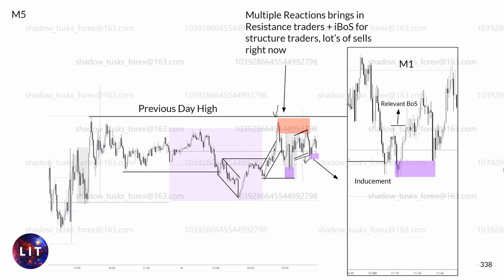Then when you look on M1, this is our inducement to the downside. This is our relevant break of structure, as this is the high that caused the low. So that's our relevant break of structure. And then we come down into the demand candle. But like I said, it's always best to take it with the best chance of being tagged in. So in this case, the imbalance candle is your best chance. So take it off the imbalance with SL, of course, at the bottom of the demand.